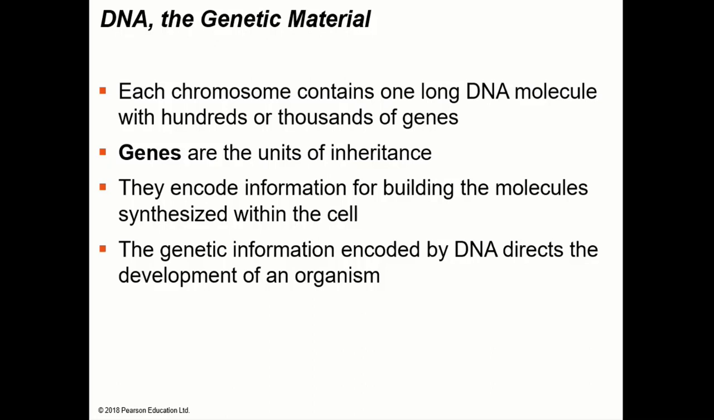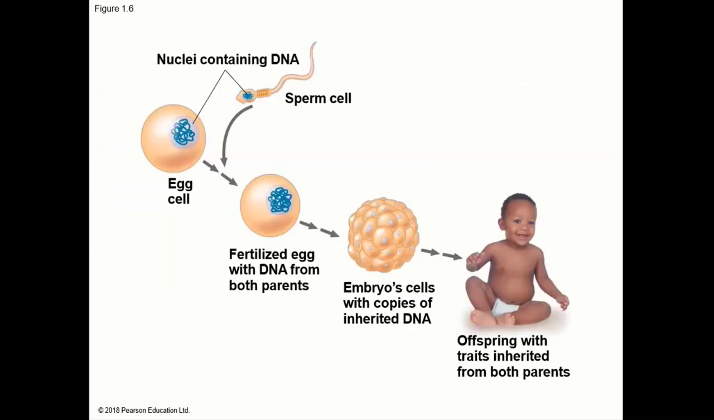So each chromosome contains one long DNA molecule with hundreds and thousands of genes. So what are those genes? Those genes are the units of inheritance. They are coded with information for building blocks, which are synthesized within a cell. And within those cells, there is genetic information, which is encoded by the DNA, directing the development of an organism.